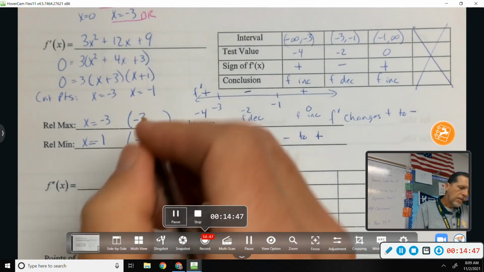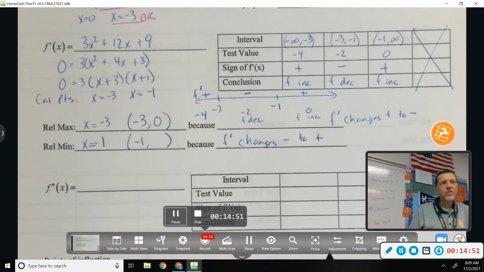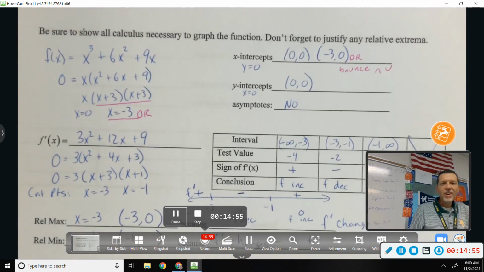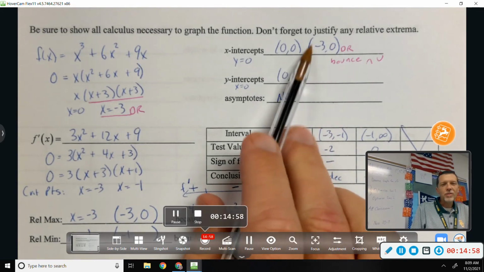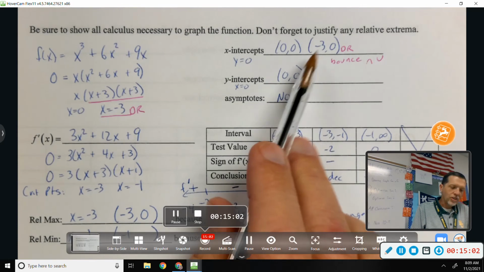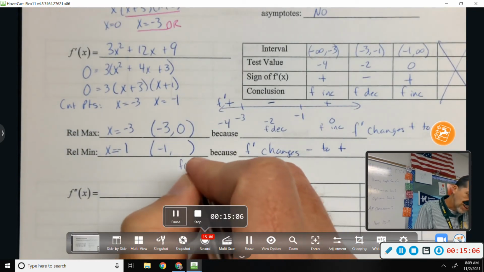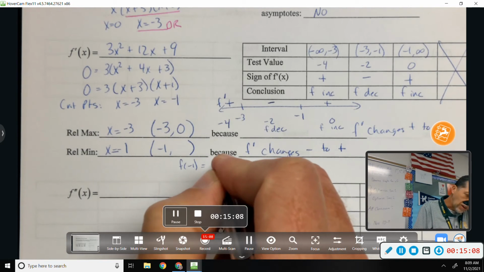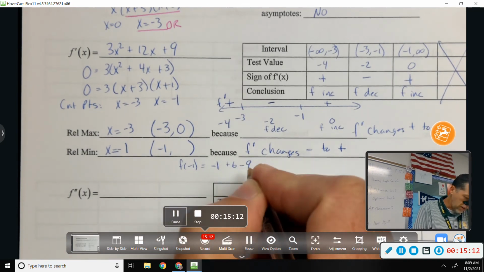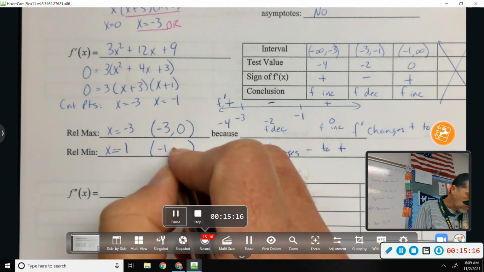If I plug in negative 3, I get 0. Did you plug it in, or did you just find that? Okay, that works. If we were really paying attention, we might have noticed that negative 3, 0 was already a point on our graph. So it turns out that that's a max. For negative 1, that would be negative 1 plus 6 minus 9. That would be negative 4.